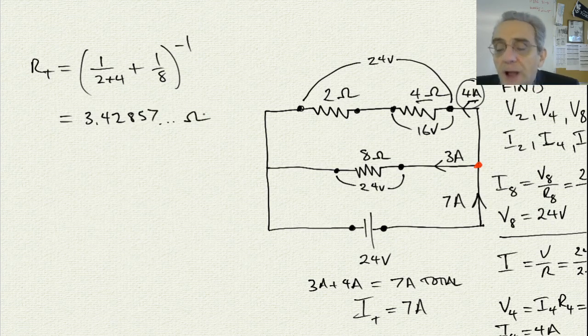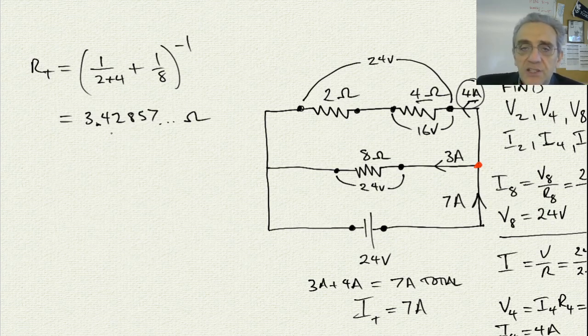I'm not going to round this number. I'm going to store it in the memory of my calculator. And I'll tell you why that's important, because if I round it, I'm going to get the rest of my answers wrong. To write it down, I could just say 3.43, but when I do calculations with it going forward, I'm always going to use the full mantissa stored in the memory of my calculator.